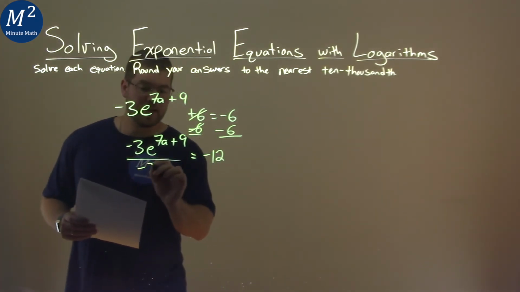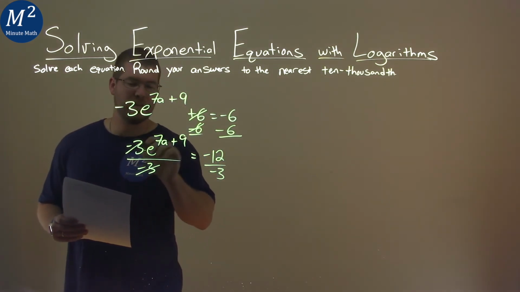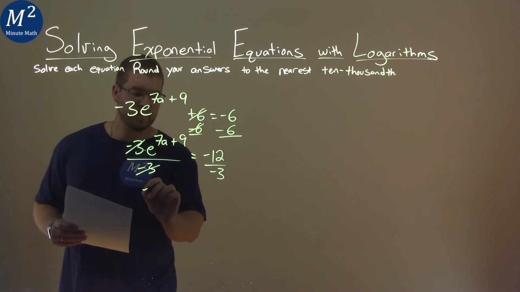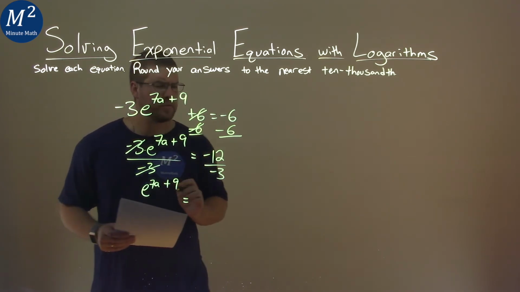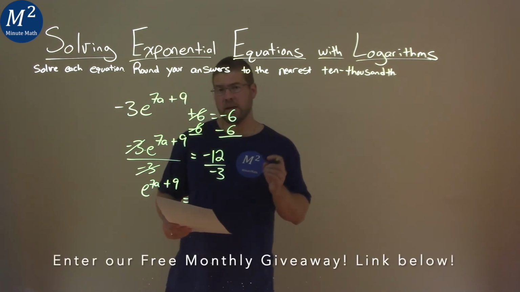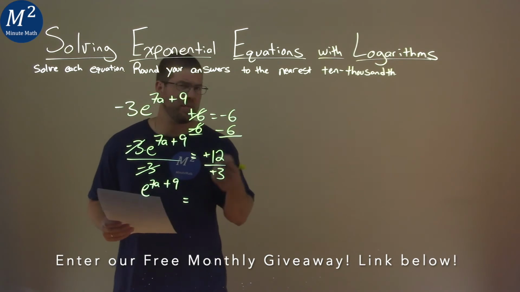Divide both sides by a -3 here, because there's multiplication going on there. That cancels out the -3, and on the left I'm left with e to the (7a plus 9) power is equal to, well, -12 divided by -3. The negatives cancel, so it becomes a positive, and 12 divided by 3 is 4.